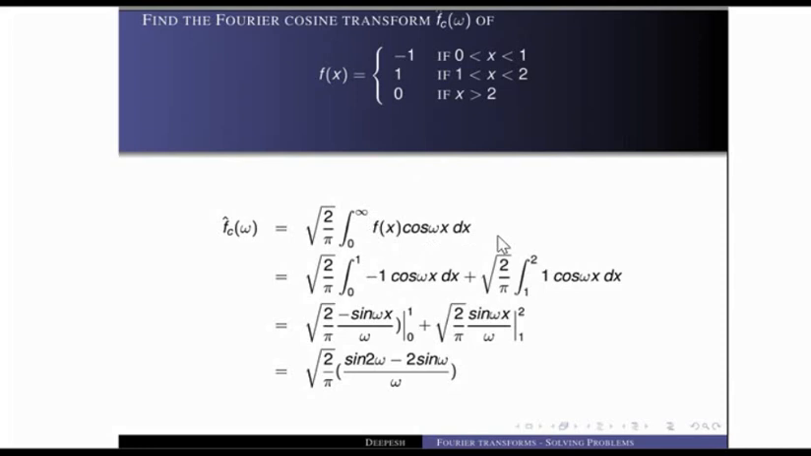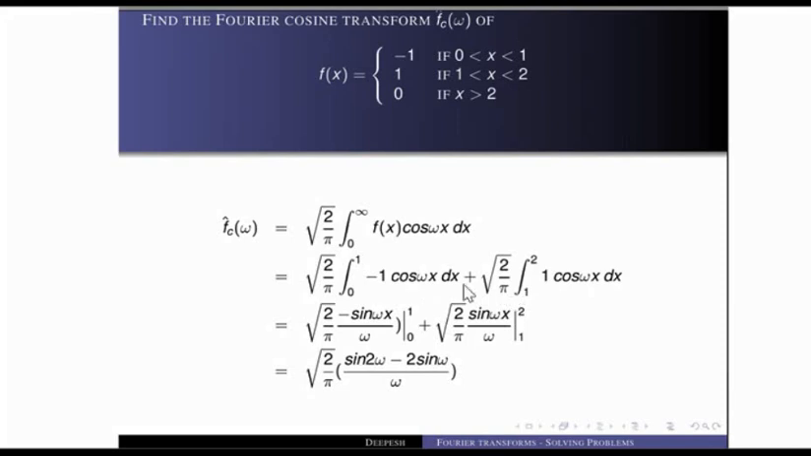This has to be split into two integrals because the third part is 0. The first part is integral 0 to 1, where f of x is minus 1. So minus 1 into cos omega x dx, plus root of 2 by pi into the next part, which is from 1 to 2. So integral 1 to 2, 1 into cos omega x dx.